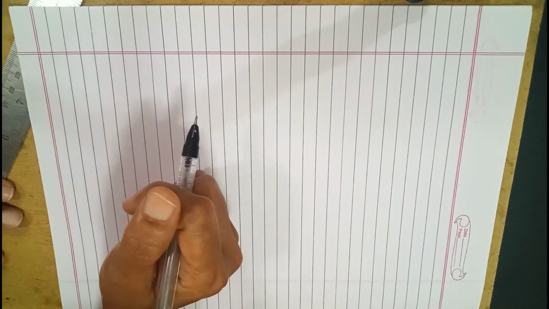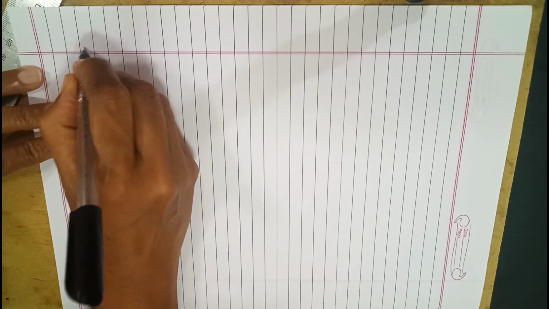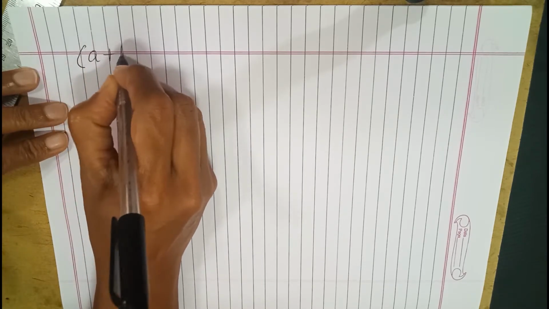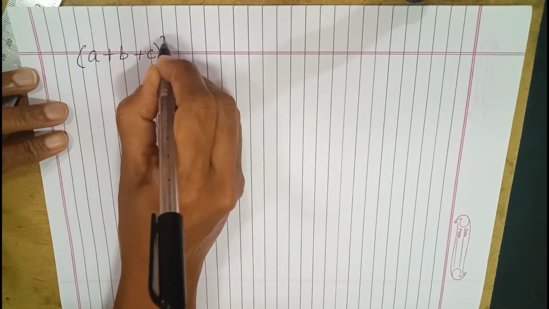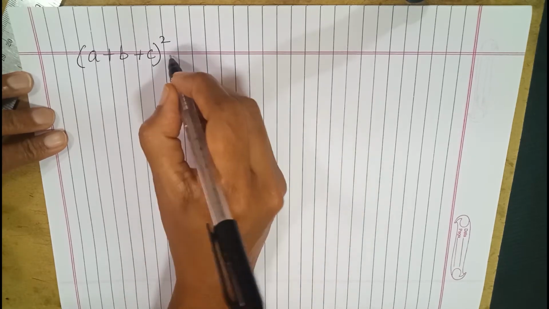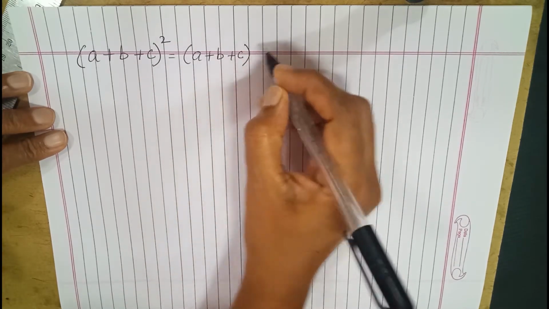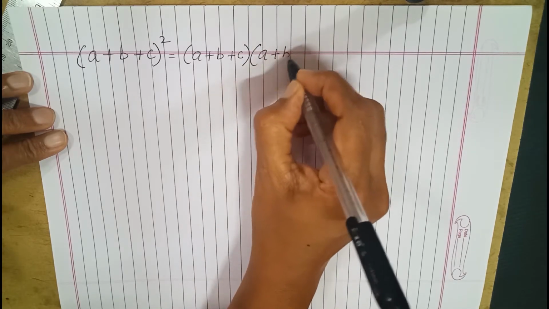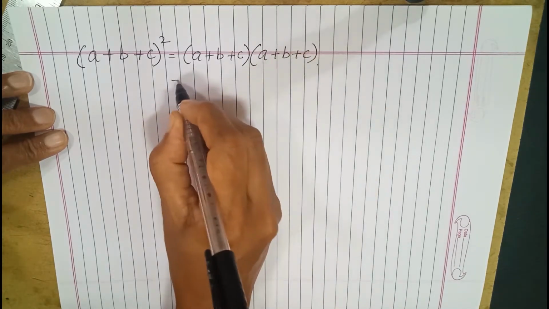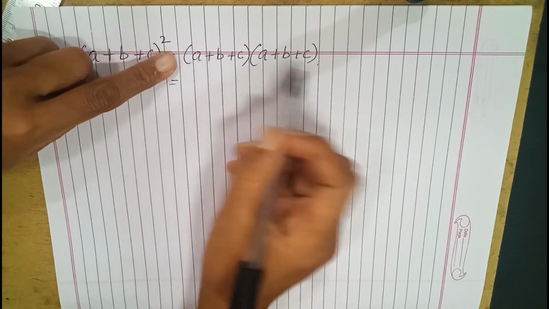Morning. In today's session, we will continue with the expansion formula. Today, we will see an expansion of a polynomial in the form (a + b + c) the whole square. In other words, this is nothing but (a + b + c) bracket multiplied twice. So everyone knows how to multiply a polynomial with a polynomial.